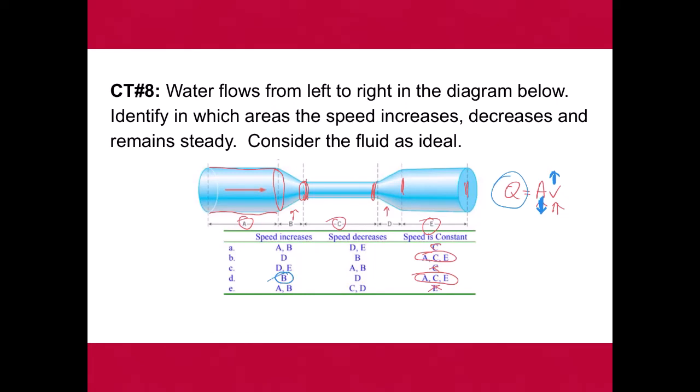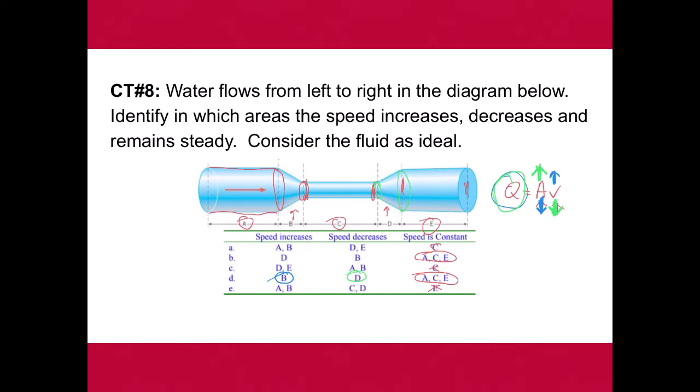But let's go ahead and check D just to be sure. So D, notice that we're going from a small area to a large area. When that happens, then the area will be increasing. That means in order for Q to stay the same, the velocity must decrease. And so velocity decrease, that's what we see right here in D, and that answers the question.